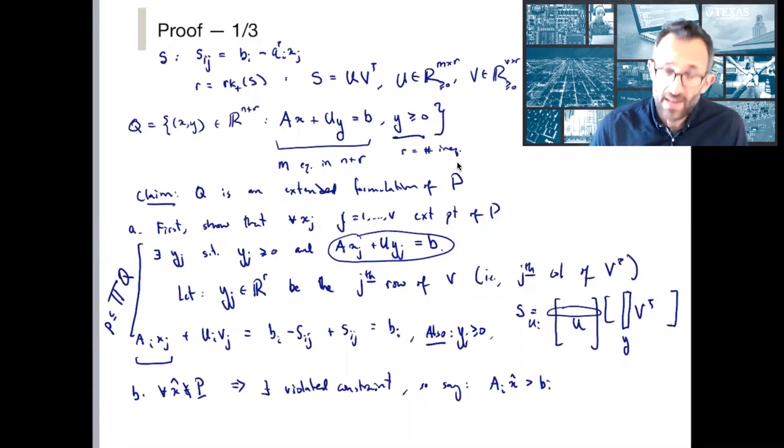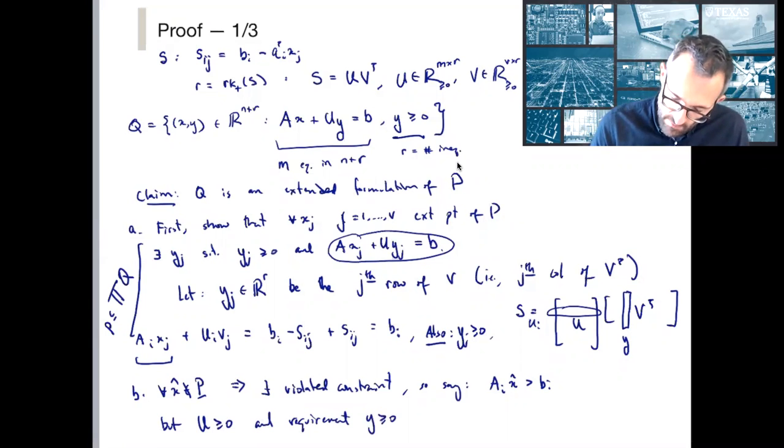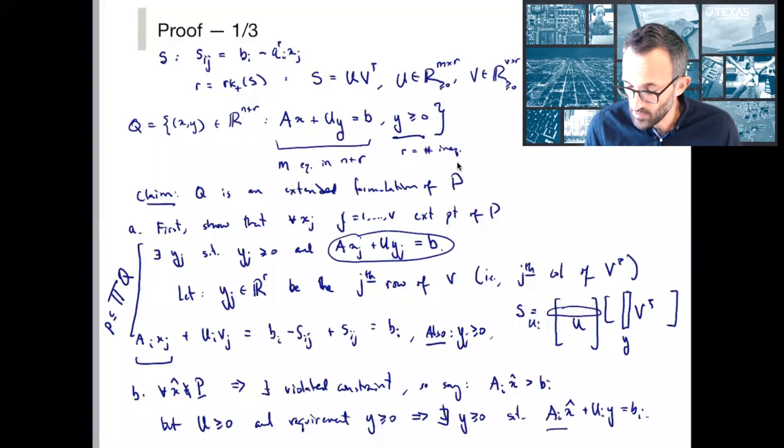But the fact that U is non-negative, now we're going to use the non-negativity of U. So the fact that U is component-wise non-negative and the requirement that Y is non-negative means that there does not exist a Y such that AI X hat plus UI Y is equal to BI. Because again, AI transpose XI is strictly greater than BI.